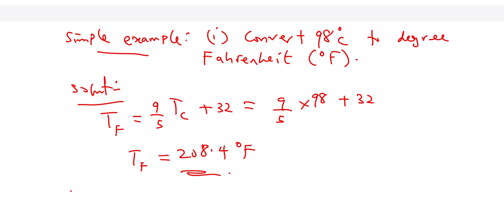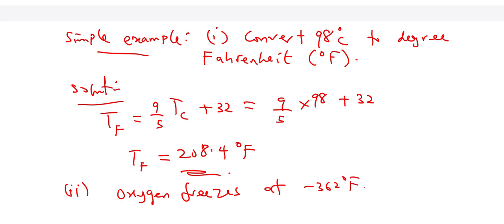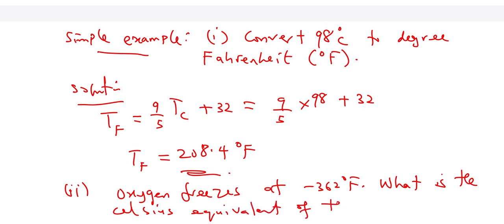So the second part of the simple problem is that the question says oxygen freezes at minus 362 degrees Fahrenheit. So the question is, what is the Celsius equivalent of this temperature?